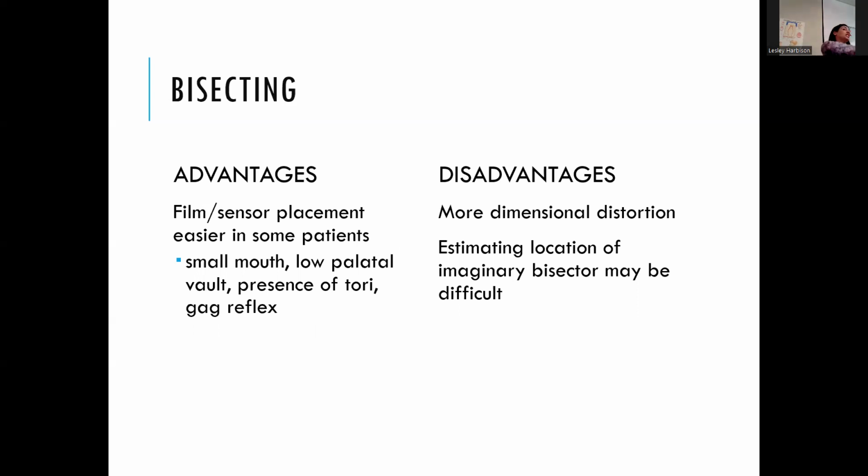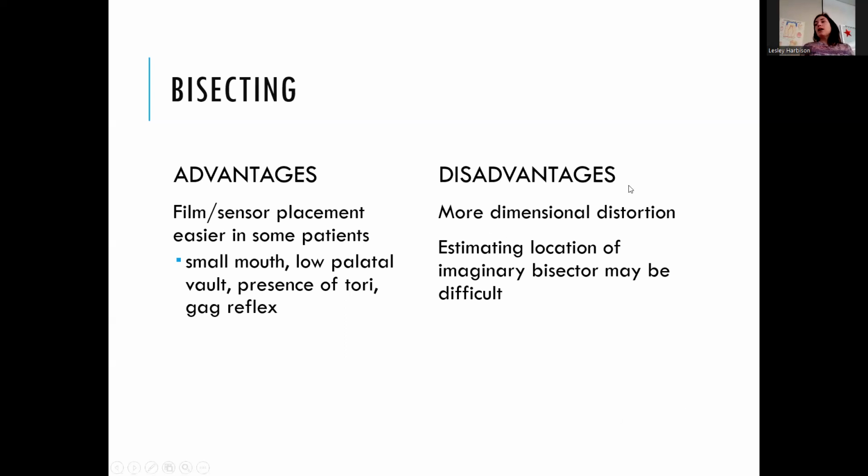Very oftentimes you can sneak in there with the snap array and get it in without pushing it back too far. You can angle it in a different way and get the image, and it won't trigger their gag reflex. Or if they have a bony something in their mouth that's obstructing the placement of the sensor. So a lot of times we can get away with it, but we end up getting more distortion when we do that. So it's kind of a trade-off.